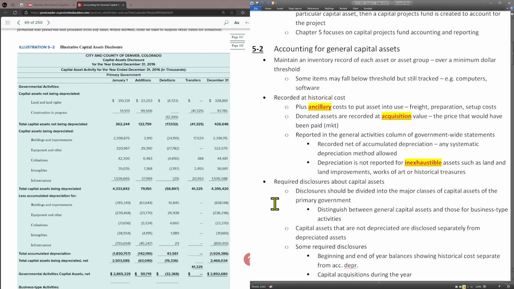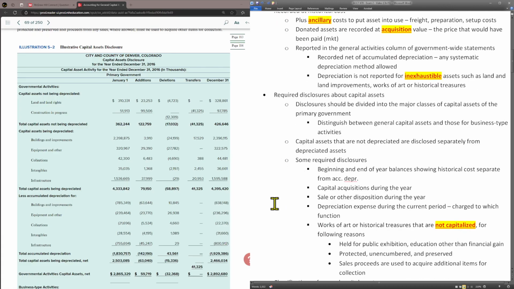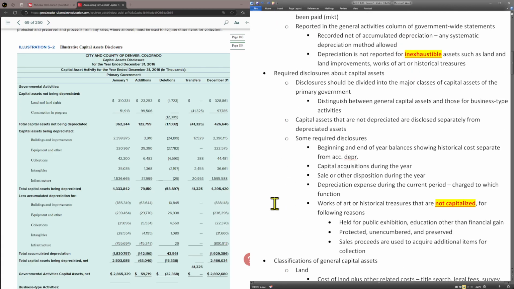But for something where its useful life does not end, land and land improvements and art, we obviously do not depreciate. Because of this, the required disclosures are that we are going to separate out the depreciable assets from the non-depreciable assets. So those get separated out differently. We can see over here on this side, governmental activities, capital assets not being depreciated. So land and land rights, construction in progress.